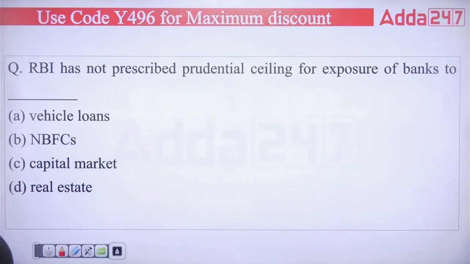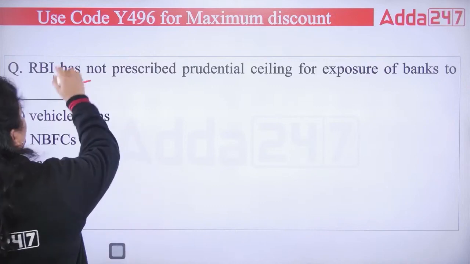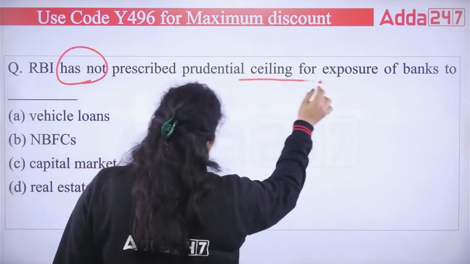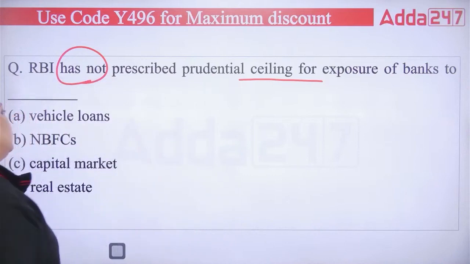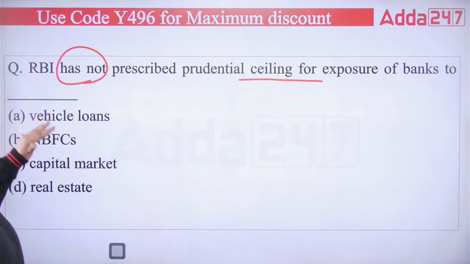Next question. RBI has not prescribed prudential ceiling for exposure of banks to dash: to vehicle loans, to NBFCs, to capital market, to real estate. RBI has not prescribed the prudential ceiling for exposure of banks to which of the following? A, B, C or D?